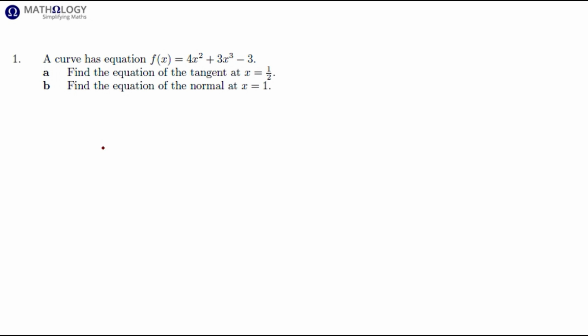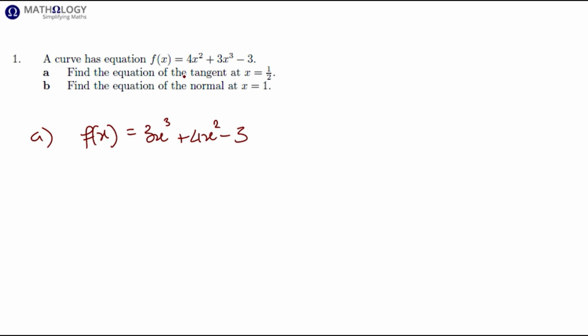So starting with question 1, a curve has equation f of x equals 4x squared plus 3x cubed minus 3. We're required to find the equation of the tangent at x equals a half, and then we're required to find the equation of the normal at x equals 1. So starting with A, I'm just going to write the curve in descending powers of x, so 3x cubed plus 4x squared minus 3.